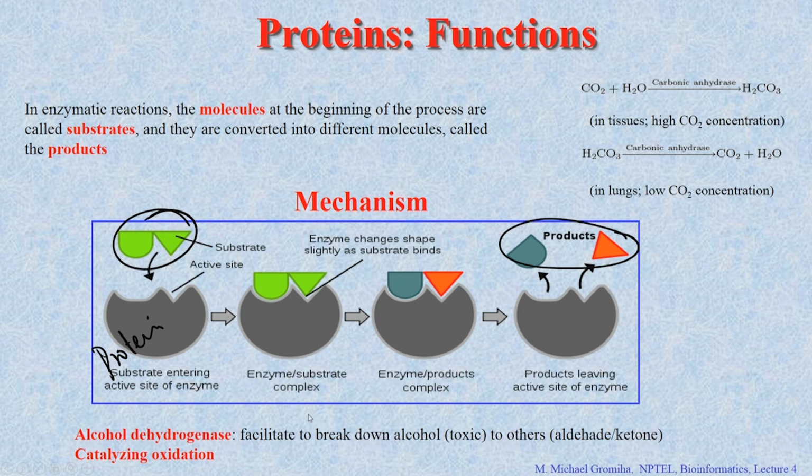Then there are different types of enzymes. For example, one is alcohol dehydrogenase. This enzyme facilitates the breakdown of alcohol, because alcohol is toxic, into others like aldehydes or ketones. So, if you want to consume alcohol, you should have this enzyme, alcohol dehydrogenase, because otherwise alcohol is toxic, and that is a problem. If you have this enzyme, it will cut it into aldehydes or ketones. They also catalyze various processes like oxidation and so on.